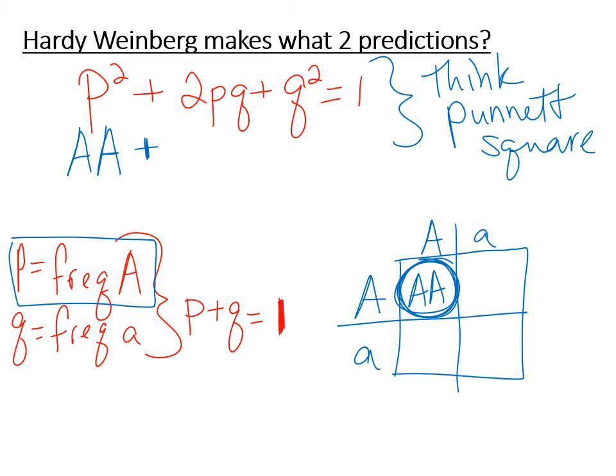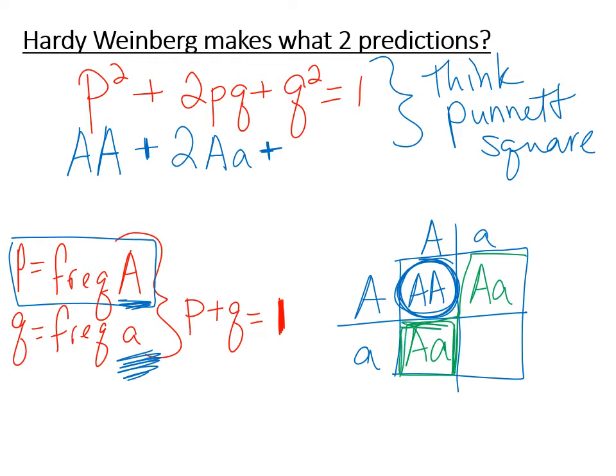Then 2PQ. If P is capital A and Q is lowercase a, then what we're saying here is 2 capital A lowercase a. Where have you seen 2 capital A lowercase a? Let's go back to our Punnett square. Capital A, lowercase a, capital A, lowercase a. Look, two of the heterozygous genotype. And then what's left? There's one more left, Q squared. That's the third genotype, the fully recessive one.